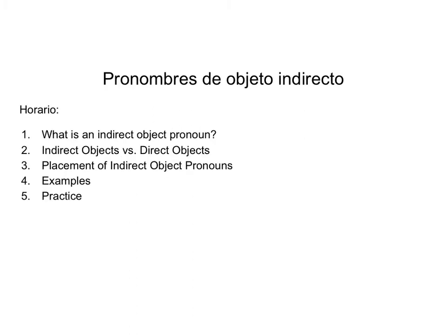The first thing that we're going to talk about is defining an indirect object pronoun. Then we're going to compare indirect objects to direct objects, building off of our previous lesson. The third thing we're going to talk about is where to place indirect object pronouns. And then we will finish this lesson with a few examples and a chance for you to practice. So here's a schedule for our lesson. You can organize your notes in this order.